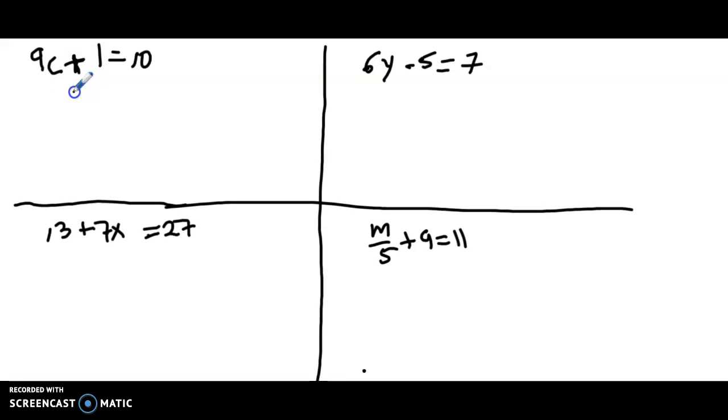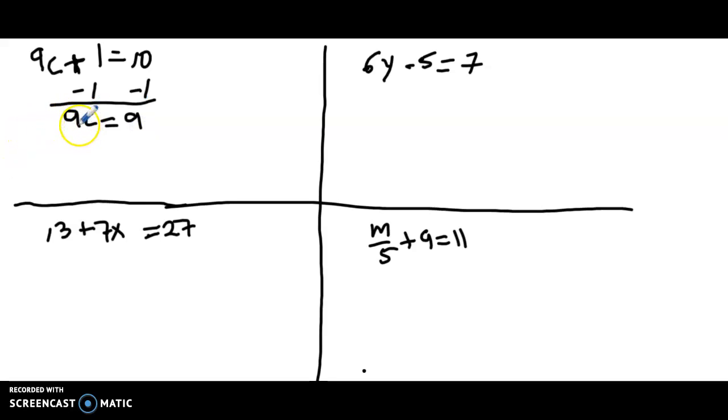Inverse of addition is subtraction. So here we go. Minus 1 from both sides. Remember, both sides means both sides of the equal. That's how we keep the balance. So we have 9c plus 0, which is 9c equals 9. Getting closer to the variable.